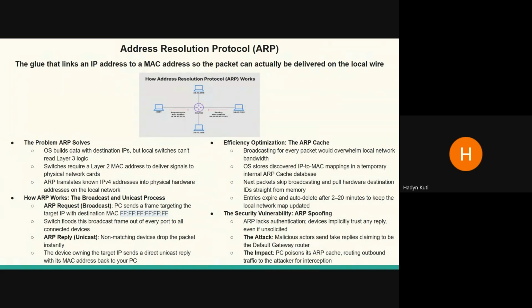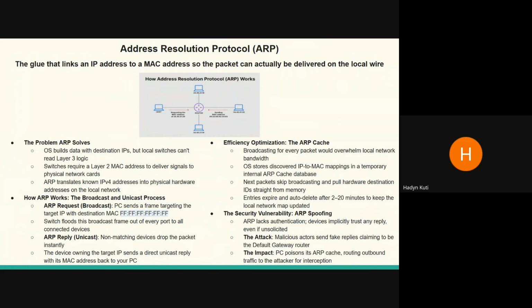ARP works with an ARP request, or broadcast, where the PC sends a frame targeting the target IP with the destination MAC address FF:FF:FF:FF:FF:FF. The switch floods this broadcast frame out every port to all connected devices. The ARP reply is unicast: non-matching devices drop the packet instantly, and the device owning the target IP sends a direct unicast reply with its MAC address back to your PC.